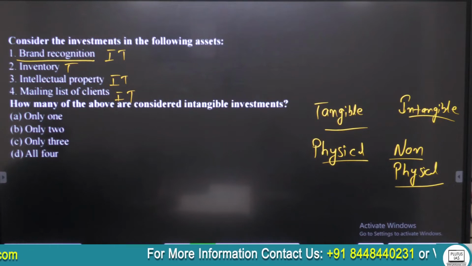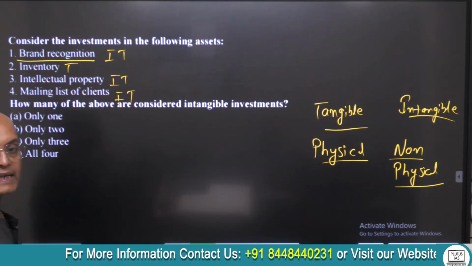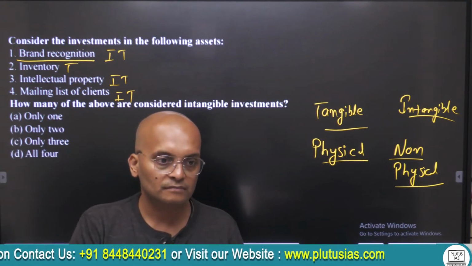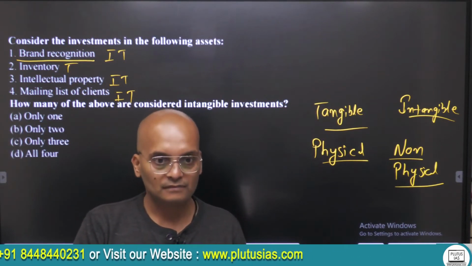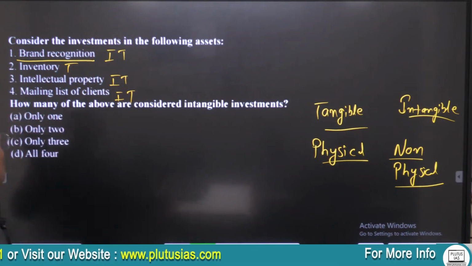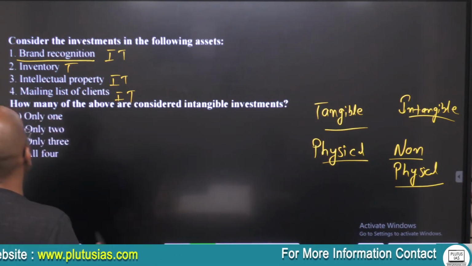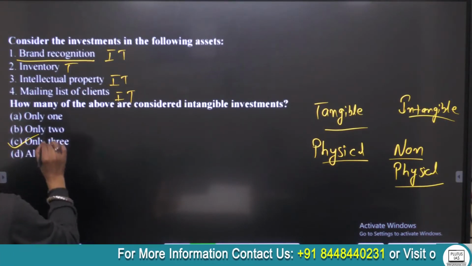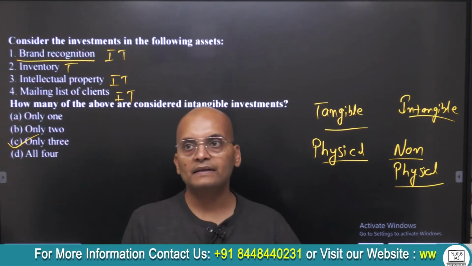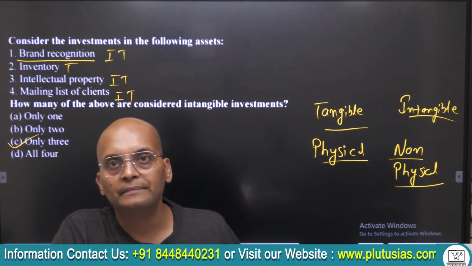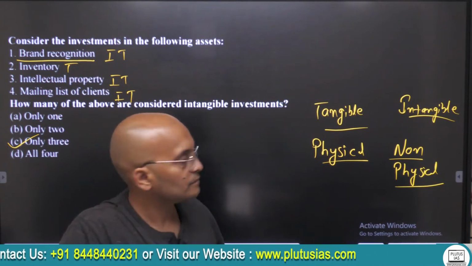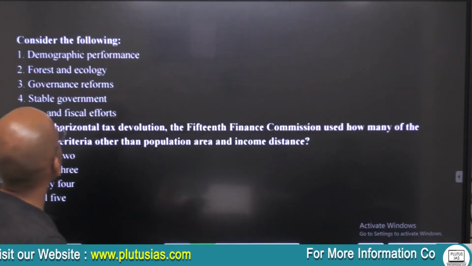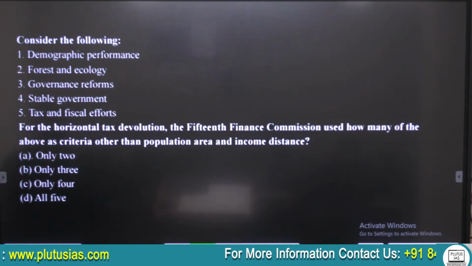How many of the above? Mailing list is what? Mail address. Can you touch the address of someone? Yes or no? So how many of the above are considered intangible? So 3. 3 is the answer. 3 can be considered intangible. Fine. Next. It is saying consider the following.